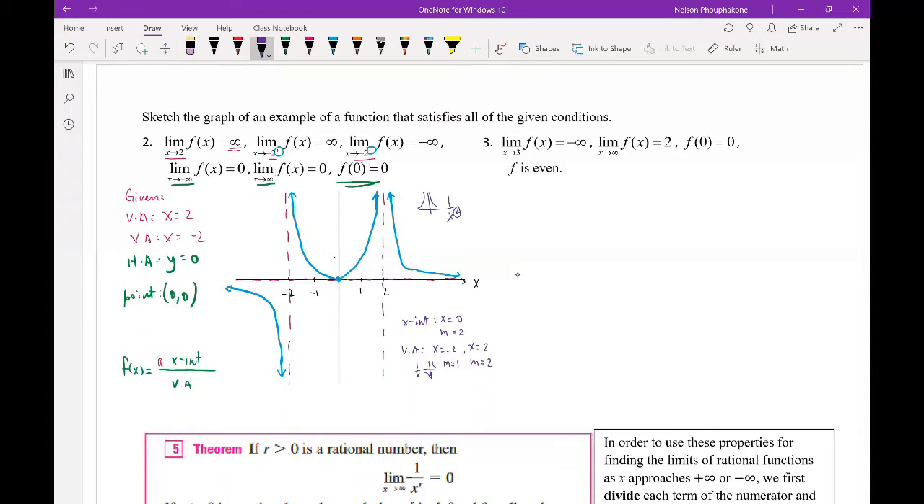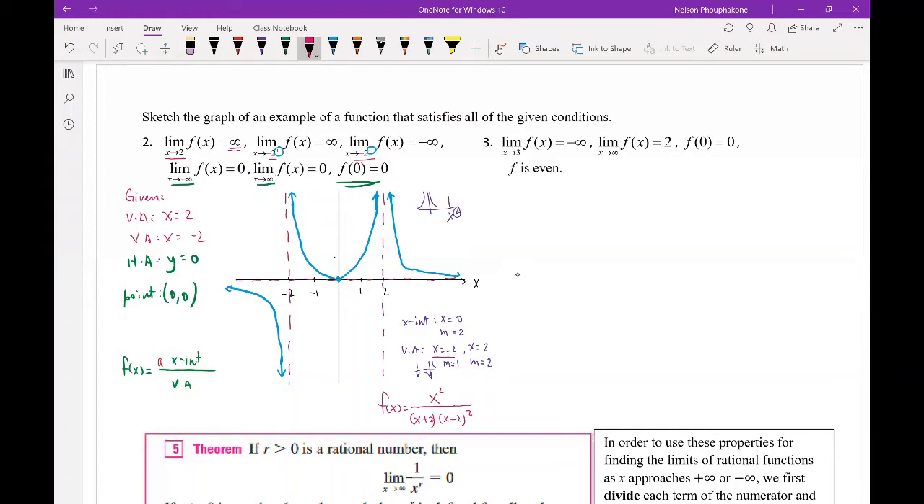So therefore, in this case, this function right here, I will write down x squared in the numerator, and then the denominator, the factor will be x plus 2 to the power of 1, and then x minus 2 to the power of 2. If you want to review, then go back to your pre-calculus textbook. Now it is your turn. Go ahead and try to work on number 3.